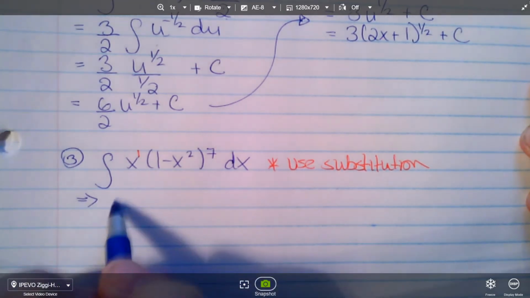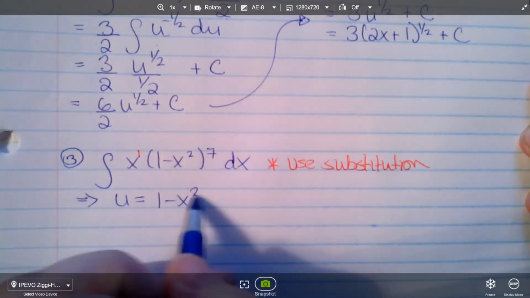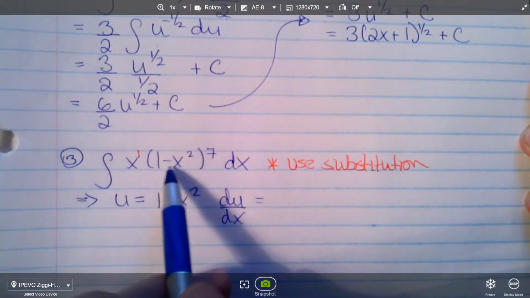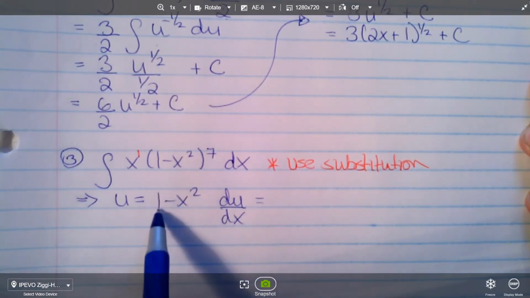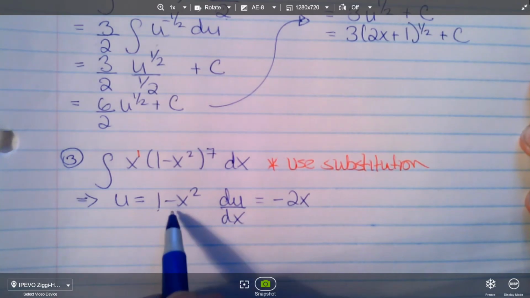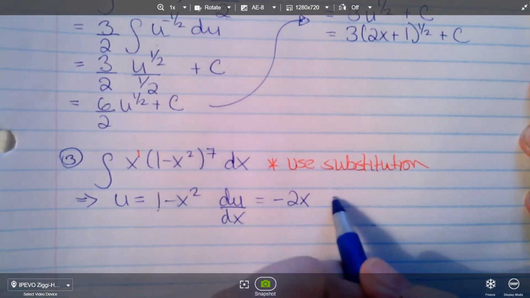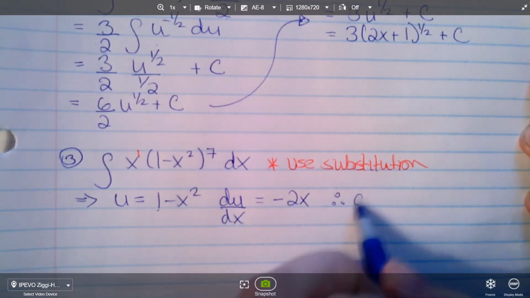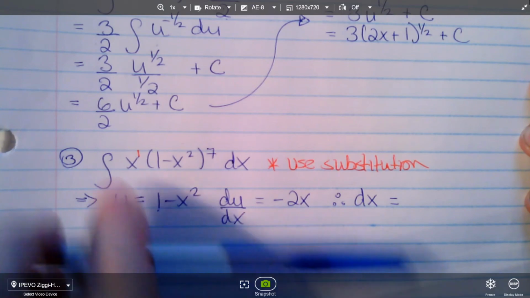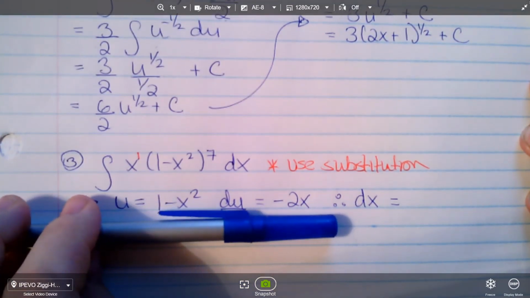So I'm going to try substitution. u is going to equal what's in my bracket. du/dx is going to be the derivative of u. So what's the derivative? 1, that's 0. Minus x squared, that's minus 2x. Please watch your sign. That means, therefore, since I actually need dx to substitute back in, I don't want to forget I have to rearrange this. Again, very quickly, I know dx is du over minus 2x.